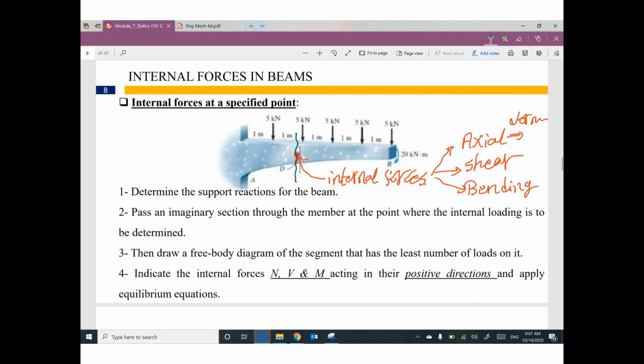For normal force, I'm going to call it N. For shear force, I'm going to call it V. For bending moment, I'm going to call it M, in a capital letter. Okay? So the first step: we have a structure, beams, and I'm looking for the internal forces at this location. Internal forces means normal, shear, and moment.